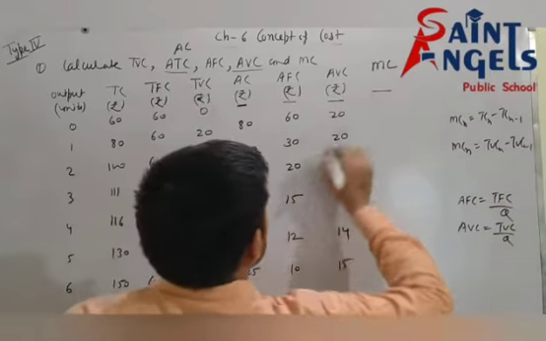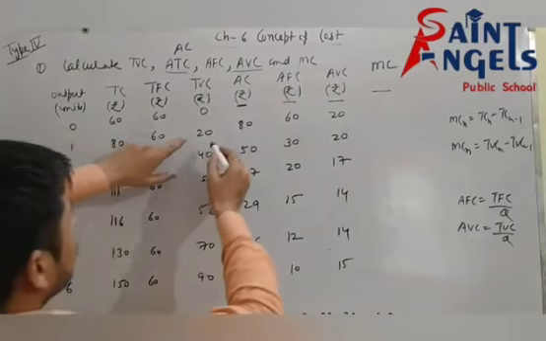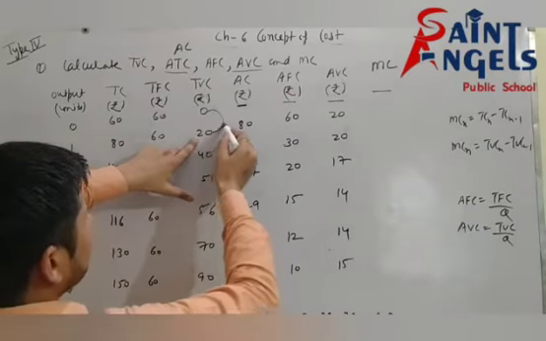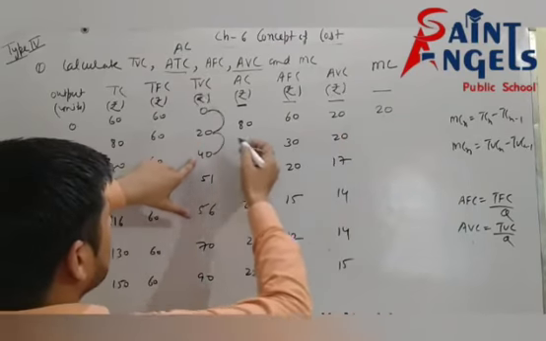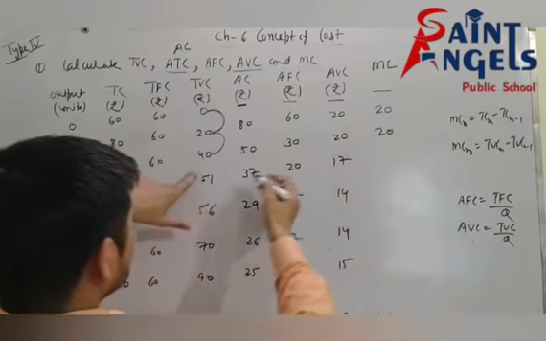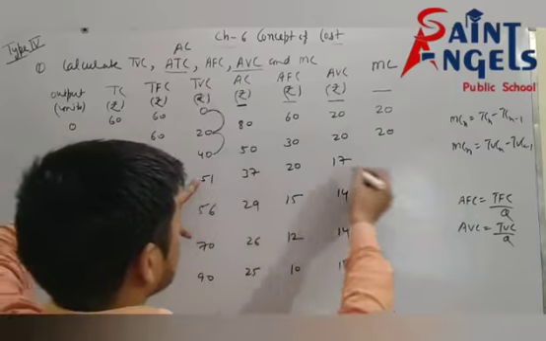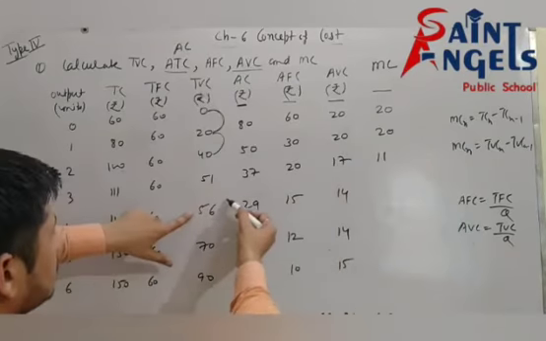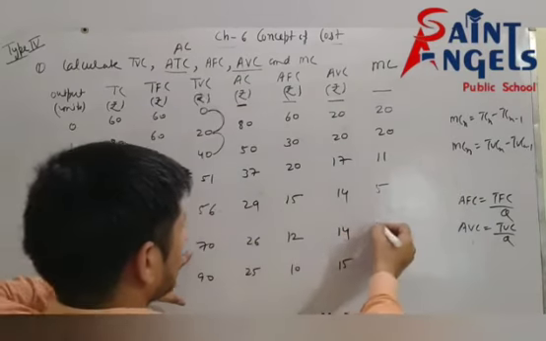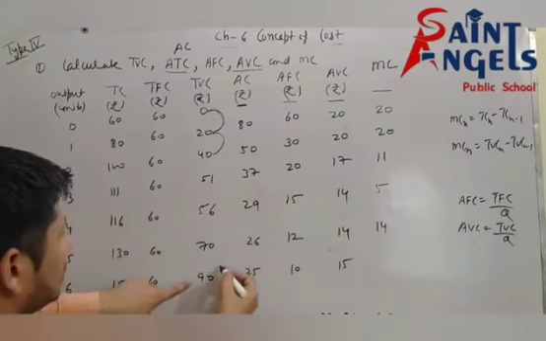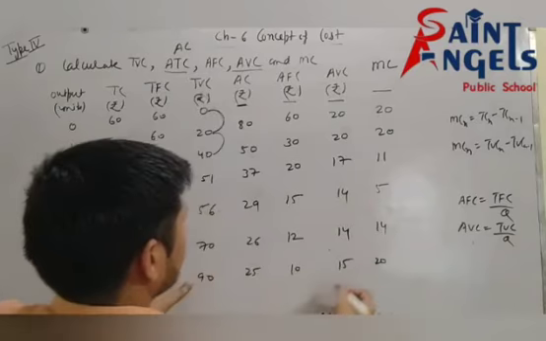See, first will be dash. Do second minus first. 20. Second minus first. 20. Second minus first. 11. Second minus first. 5. Second minus first. 14. Second minus first. 20.